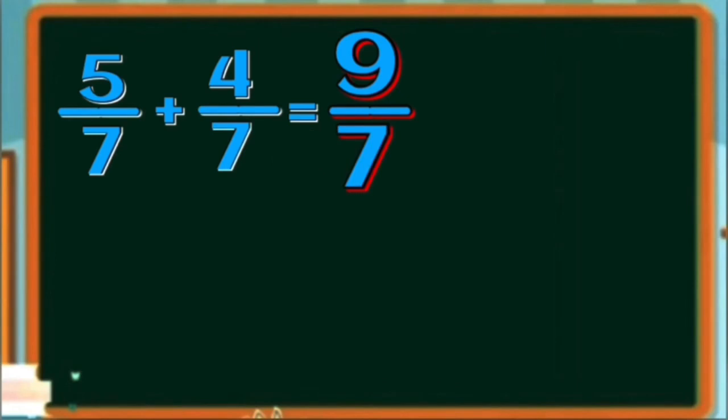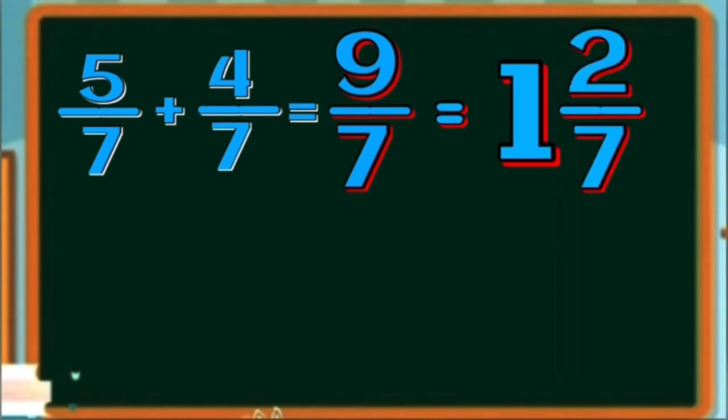Then, simplify the fraction into its lowest term. In this case, 9/7 is already in the lowest term, but it is an improper fraction. Always remember to change improper fraction into mixed number. So we have here now 9/7 is equal to 1 and 2/7.